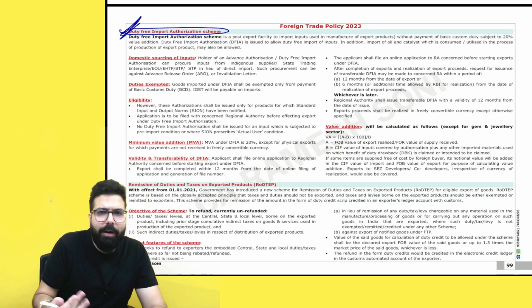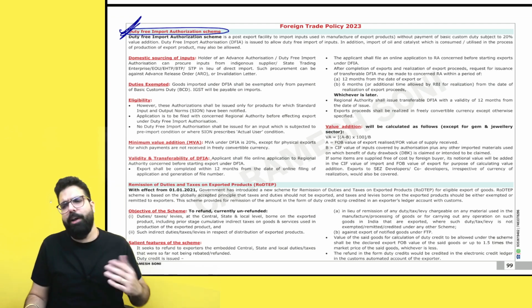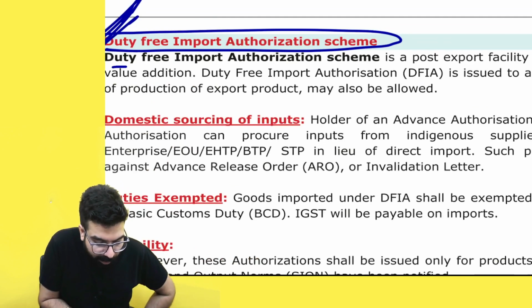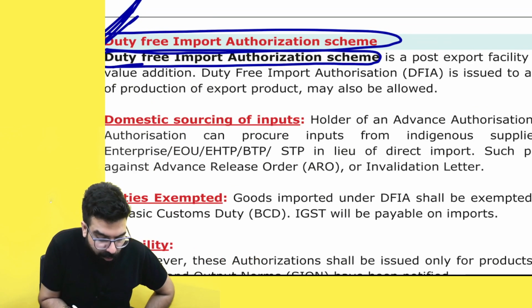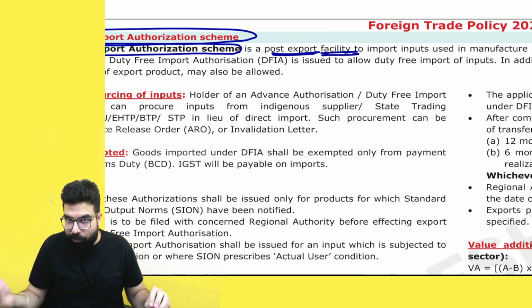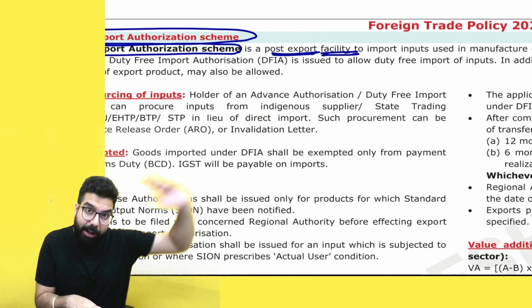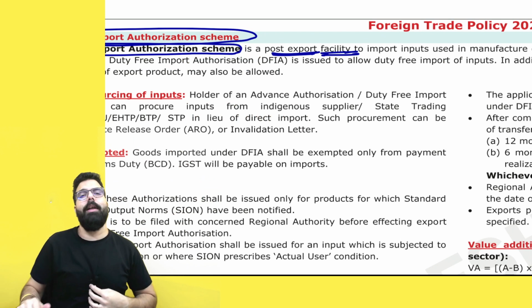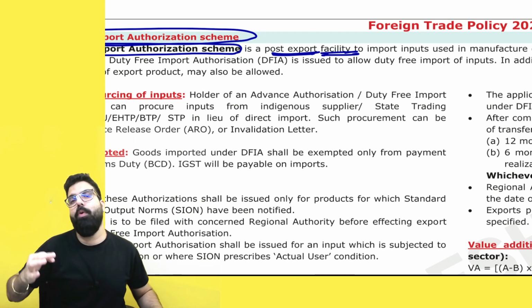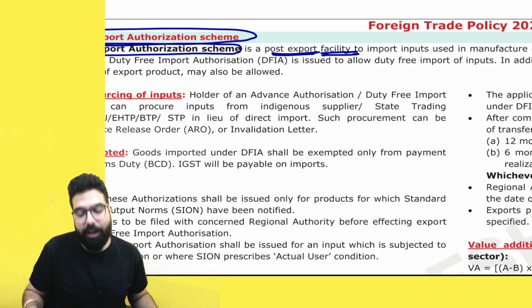Now let's go ahead and understand the DFIA scheme. Already you know about it, but still we'll quickly learn it. Duty-free import authorization scheme. What is duty-free import authorization scheme? It's a post-export facility. Means first you buy the raw material, make the final product, export, prove yourself. Then they are telling we will give you an authorization that next time for export you can import raw material without payment of any duty.